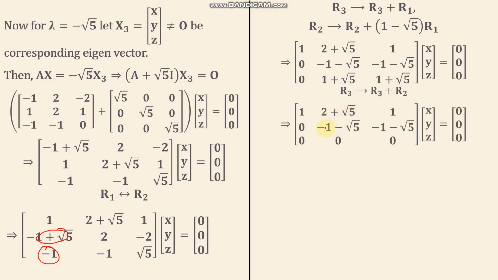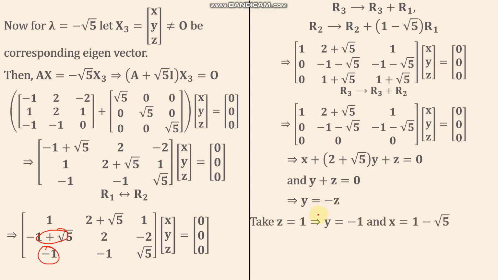Now you can divide the second row by minus 1 minus root 5. Otherwise, you can make the equation and then divide that equation by minus 1 minus root 5. So you will get x plus (2 plus root 5) y plus z equal to 0, and y plus z equal to 0. From here again we get y equal to minus z. So you can let the value of z be 1, then y will be equal to minus 1. Put the values of y and z in this equation, y equal to minus 1 and z equal to 1. You will get x equal to 1 minus root 5. So we get one eigenvector corresponding to lambda equal to minus root 5. Okay, this is the eigenvector.